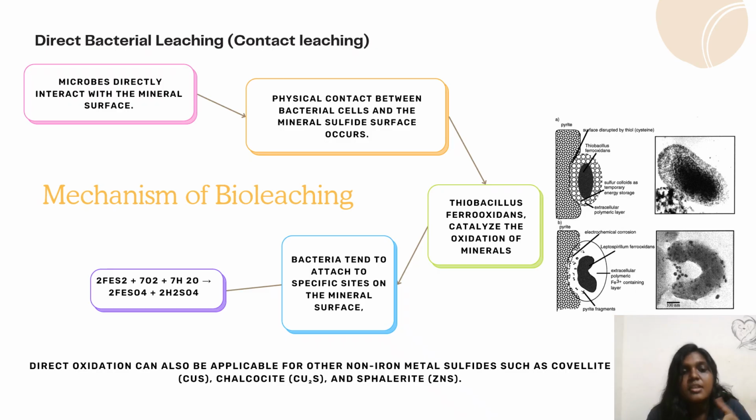and Sulfobacillus. This direct oxidation can also be applicable for other non-iron metal sulfides such as chalcocite and sphalerite, which are copper sulfide and zinc sulfide, and are hard to extract. Non-iron metal sulfides can be hard to extract, but by using bacterial leaching, which is direct contact of the microbial substances on the mineral surface, they can be extracted easily.